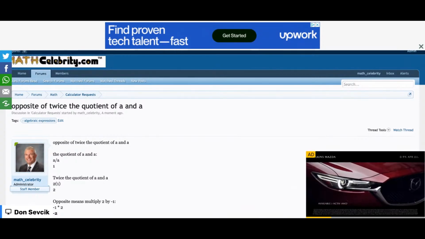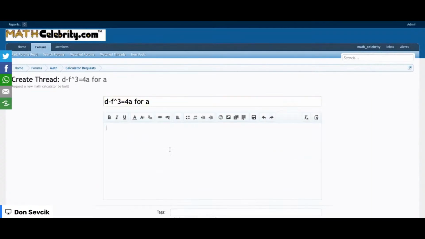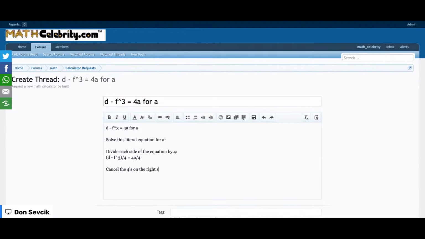Okay, here's a literal equation. Let's do this one next. D minus f cubed equal to 4a. We want to solve for a. Solve this literal equation for a. Divide each side of the equation by 4. We need to wrap this in parentheses because we are dividing the entire side by 4. Cancel the 4s on the right side and rewrite with our variable to solve for on the left side.